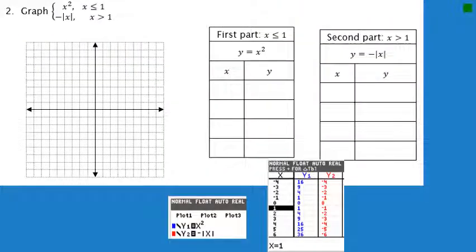Okay, so we have two new graphs here. The first part is the quadratic family, so that's going to be a parabola. And then our second part is an absolute value family.